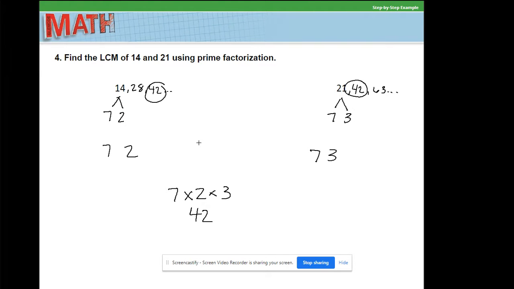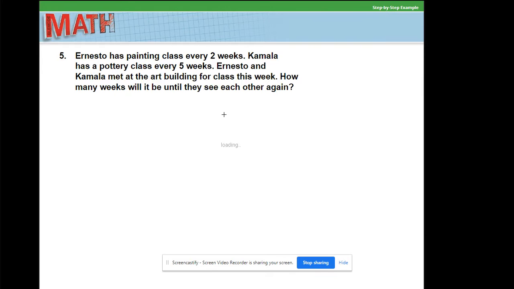Our last one is going to be on page 10, example 5. It says Anestro has painting class every 2 weeks. Camilla has a pottery class every 5 weeks. Anestro and Camilla met at the art building for class this week. How many weeks will it be until they see each other?